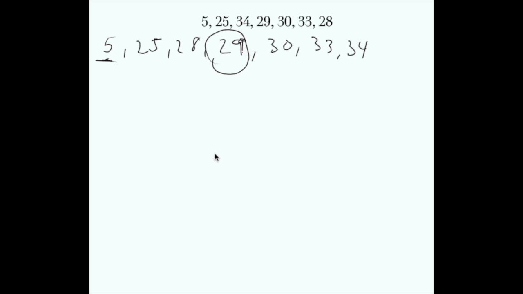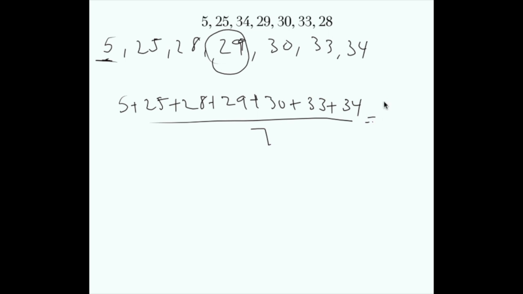So, as usual, we first order the set from least to greatest. 5, 25, 28, 29, 30, 33, and 34. And you might already notice that the 5 seems to be the outlier since the other numbers are in the 20s and 30s. We can easily find that the median is 29. The mean of these numbers is 5 plus 25 plus 28 plus 29 plus 30 plus 33 plus 34 divided by 7, which equals 184 divided by 7, which equals 26.28.